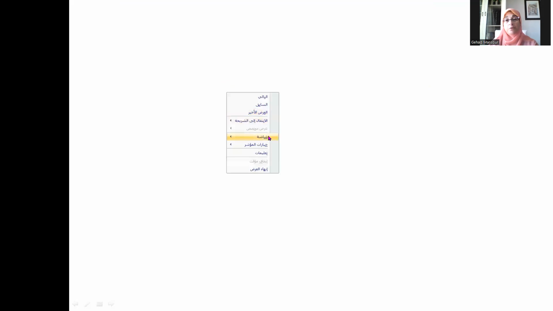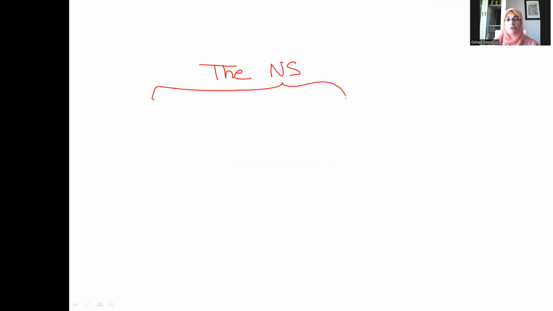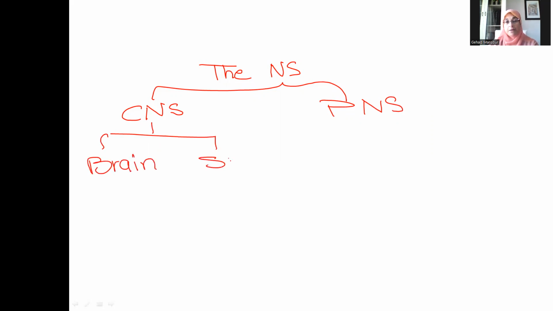of the nervous system. So if I ever ask you to write or draw a graphic organizer or a flow chart of the components of the nervous system, you would start by saying that the nervous system consists of the central nervous system and the peripheral nervous system. The central nervous system consists of the brain above and the spinal cord below, which is an extension of the brain, and the brain consists of the cerebrum.